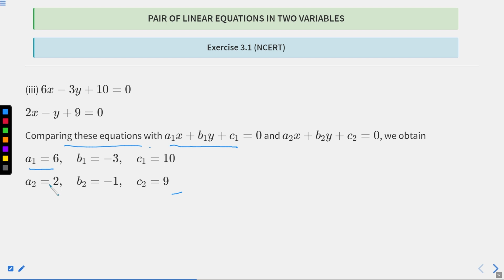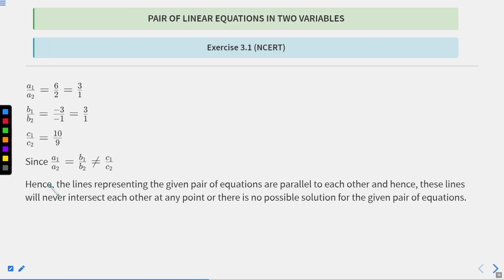Now the ratio a1 by a2 is equal to 6 by 2, which is equal to 3 by 1. And the ratio b1 by b2 is equal to minus 3 over minus 1, which is equal to 3 by 1. And the ratio c1 by c2 is equal to 10 by 9.